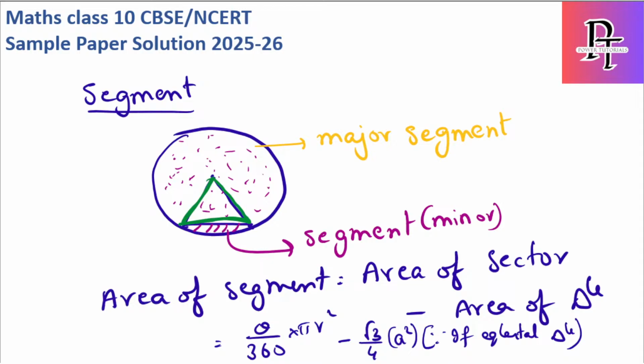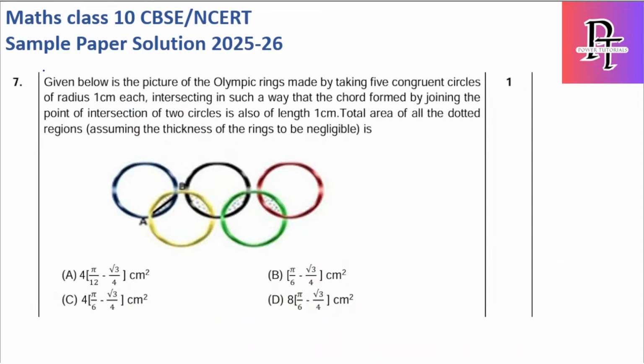From this sample paper, I got around 4 marks weightage: 2 MCQs and one 2-mark question. So let's start with it. The first one is the 7th question. So what is the 7th question?